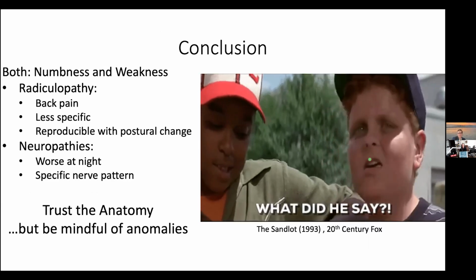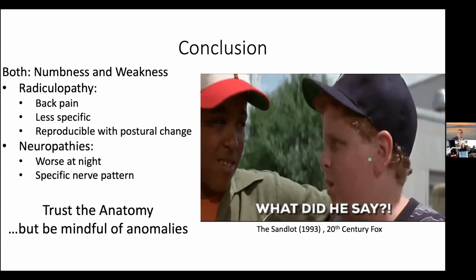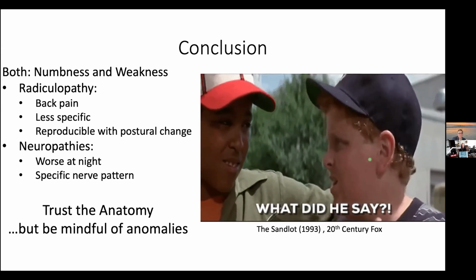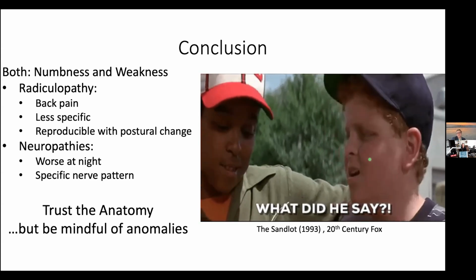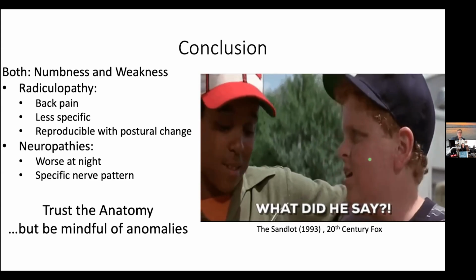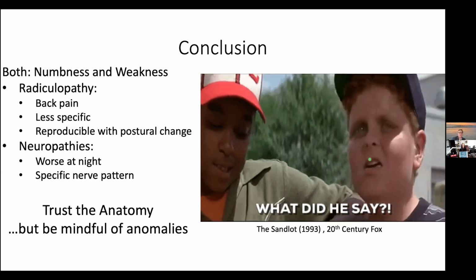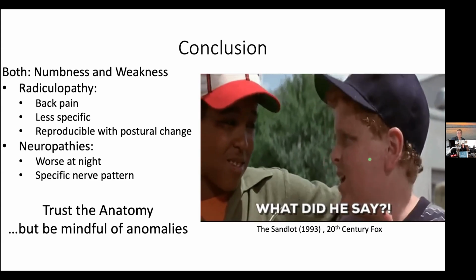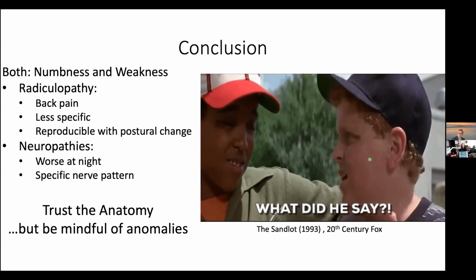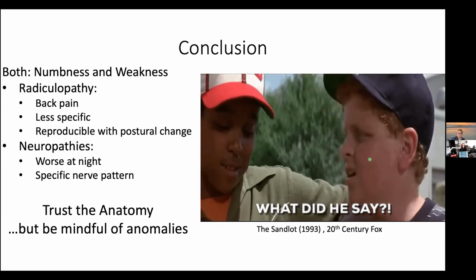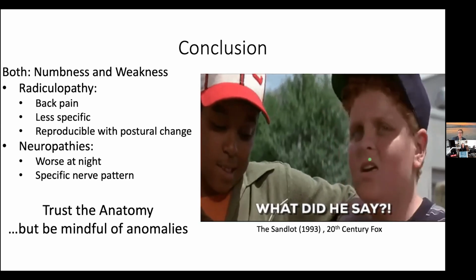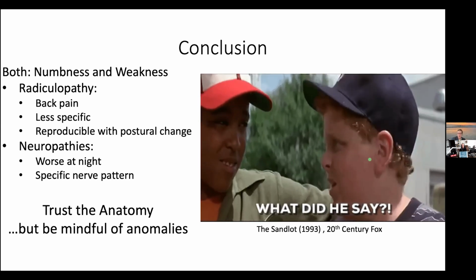So, in conclusion, discerning radiculopathies from neuropathies is difficult and nuanced, right? There's a lot of anomalies. There are a lot of just very similar things. They can both present with numbness or weakness. So you have to keep in mind that radiculopathies usually are also going to involve back pain and generally are going to be less concrete, but will have reproducible effects with postural changes, right? Whereas neuropathies often are worse at night with impact on sensory and motor function to a more specific nerve pattern.